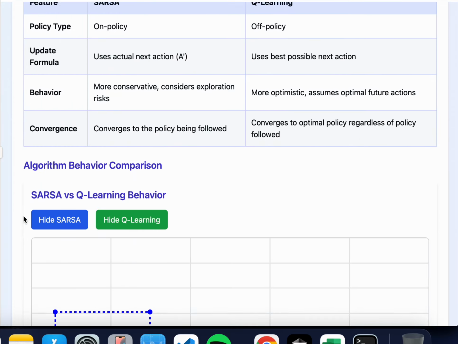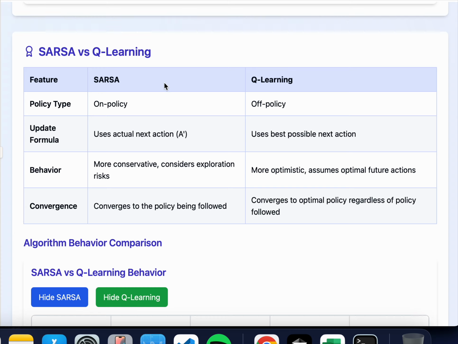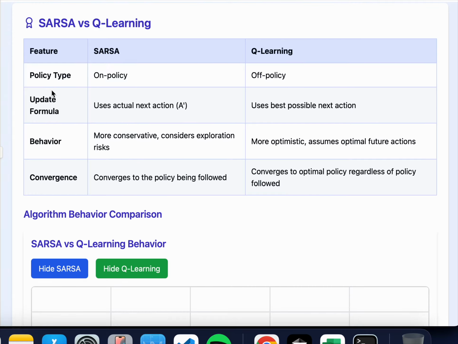Here's our comparison table for SARSA and Q-learning. First, policy type. SARSA is what's called an on-policy method. That means it updates based on the actual action it takes, including any exploratory moves. In contrast, Q-learning is off-policy. It always updates using the best possible action in the next state, no matter what action was actually taken. So it's assuming a sort of perfect behavior down the line.